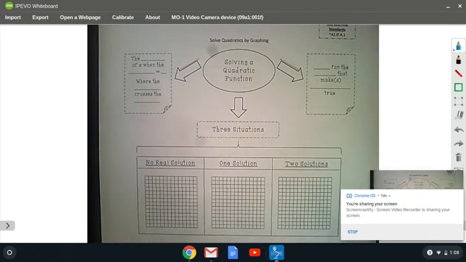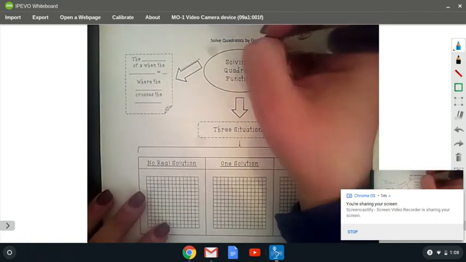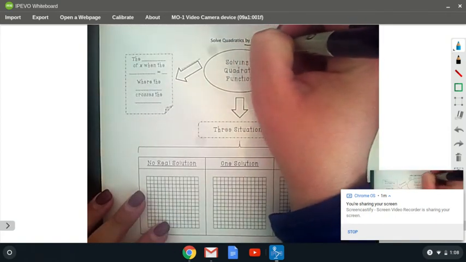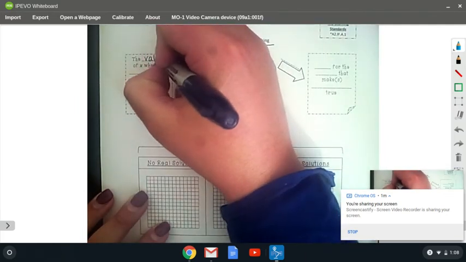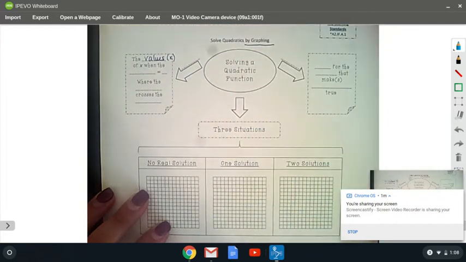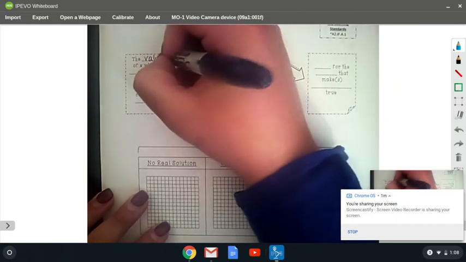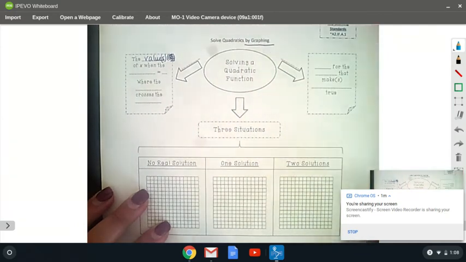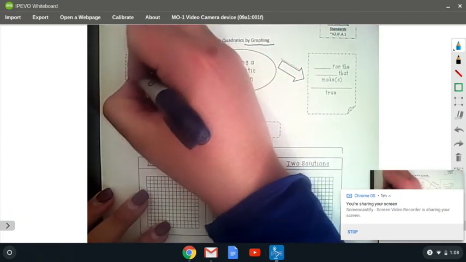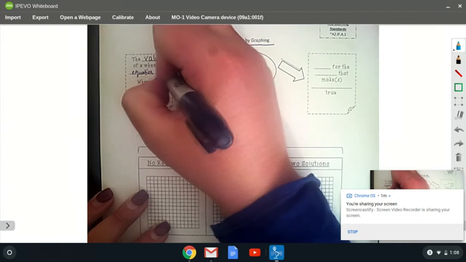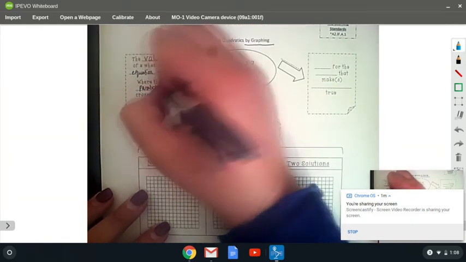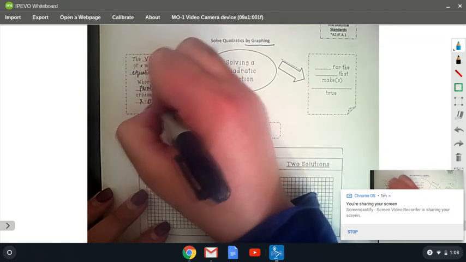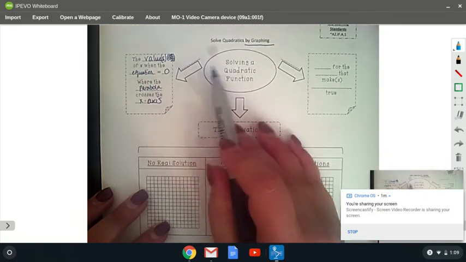There are several different ways we're going to do this. And the first way is by graphing. Okay, so this is solving quadratics by graphing. The value or values of x when the equation equals 0, where the parabola or your graph crosses the x-axis, that is your solution.